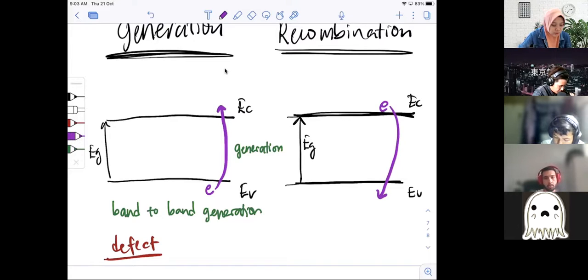Here, by electron exciting to the conduction band, you have free electrons over here. Here, the free electron will recombine and go to the valence band. Whenever an electron goes to the valence band, it means it becomes bound again. It cannot move. When it cannot move, we say we lose free carriers. It is no longer free. So we call this band to band recombination.